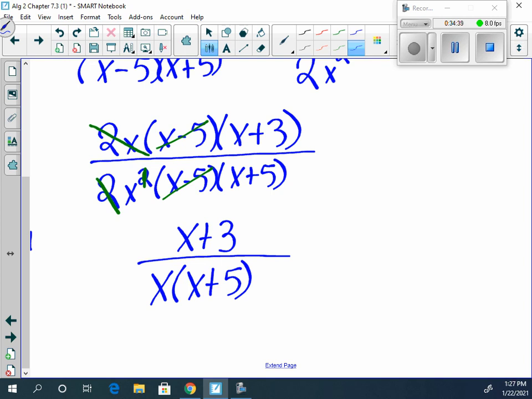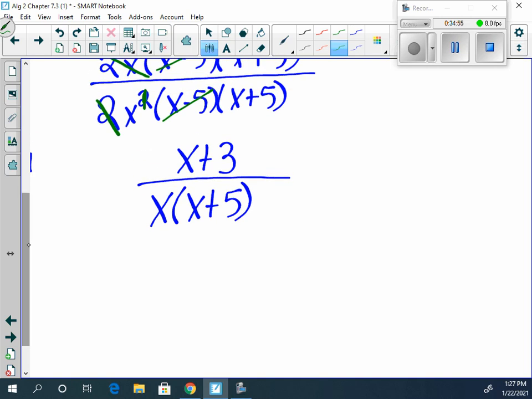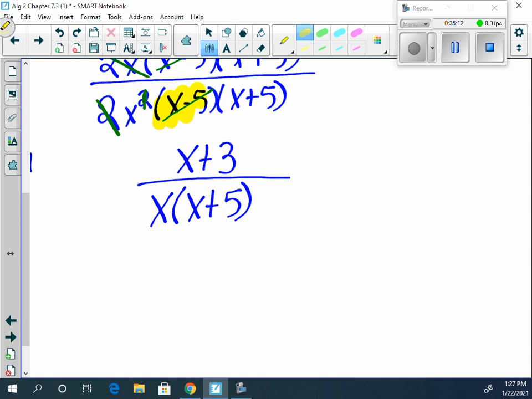So this here is what I was kind of hinting at earlier when we talked about restrictions. Now the mathematician in me would still want to list every single restriction that's there. Now the textbook is saying that for x and x plus 5, the restrictions for those two we do not have to list. We don't have to list them because they're still there. We can still see them. Now, the one that we will have to list, try to get a highlighter, is this one here because x minus 5 factored out completely. We don't have it anymore.